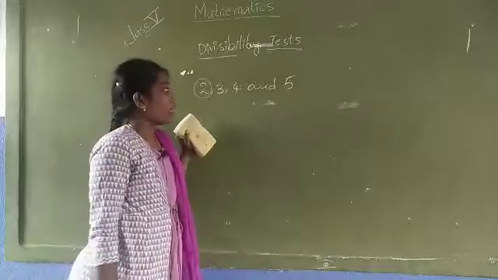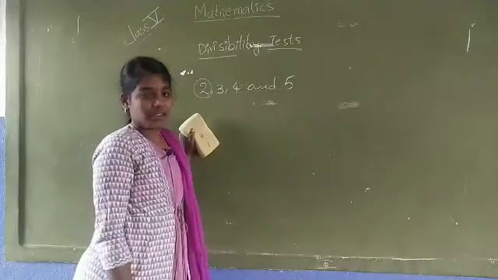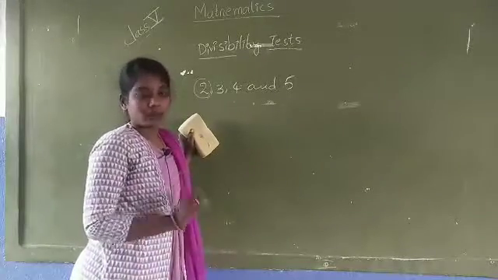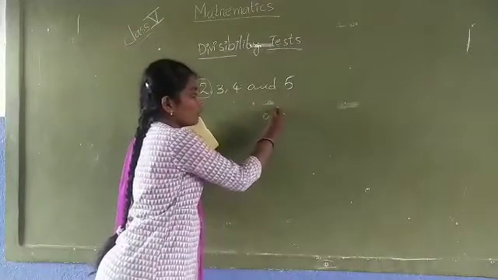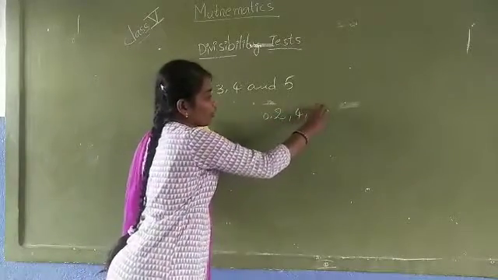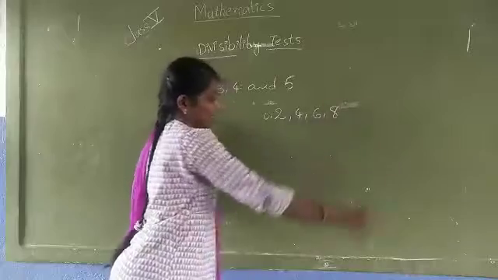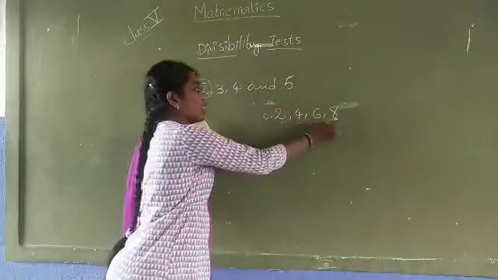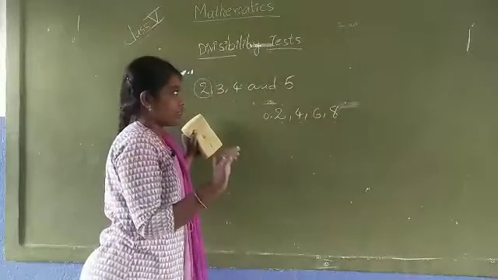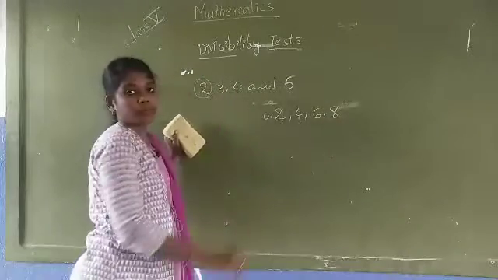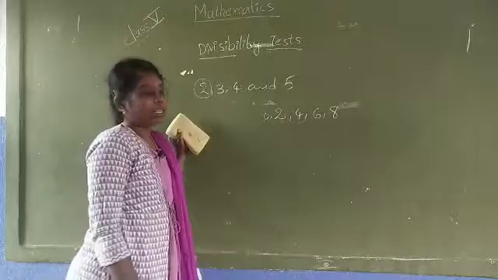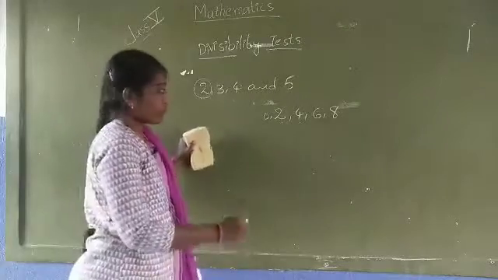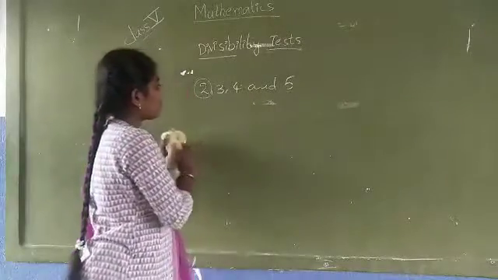All the even numbers, that is, a number that ends with 0, 2, 4, 6 and 8, must be divisible by 2. And what is the divisibility rule of 3?